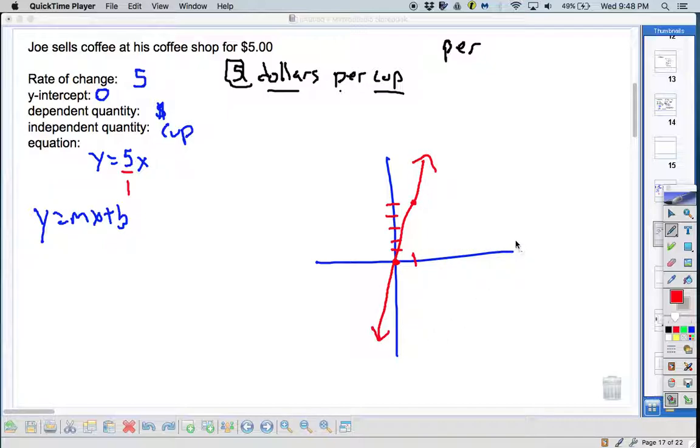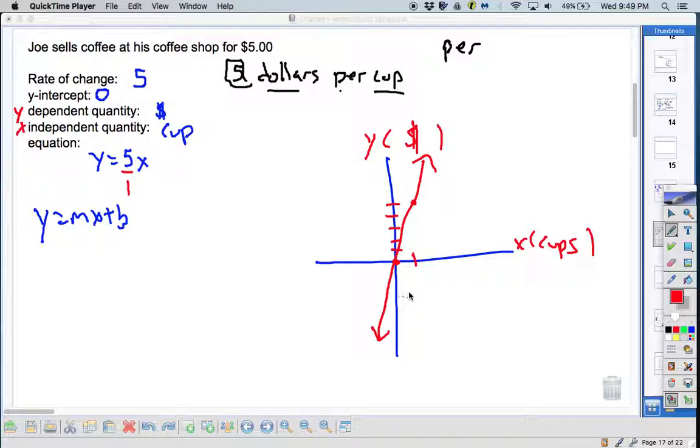And we got to label our axes, so there's x, there's y. X is going to be measured in, independent is x, it's going to be measured in cups. And the y is the dependent, and the y is measured in money, so this is measured in dollars. And we now are completely done.